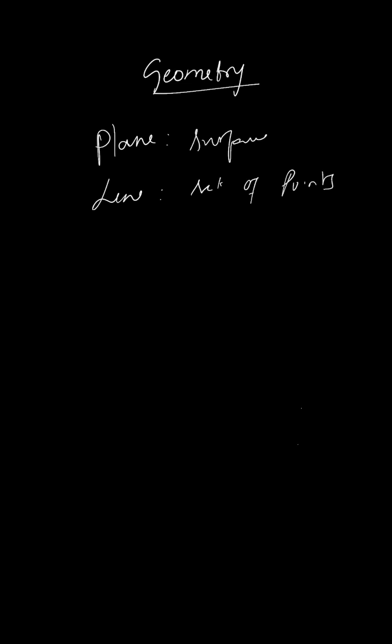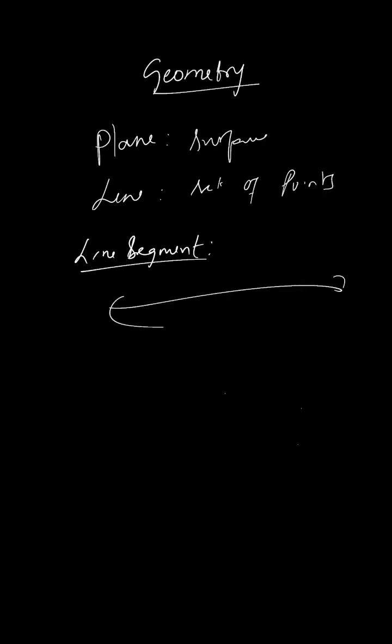The third one is line segment. What is meant by line segment? It is a part of a line. Take this line. This is line segment AB. It has two endpoints, endpoint A and endpoint B, and is called a line segment.